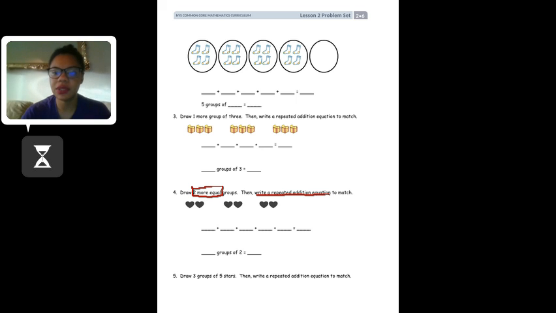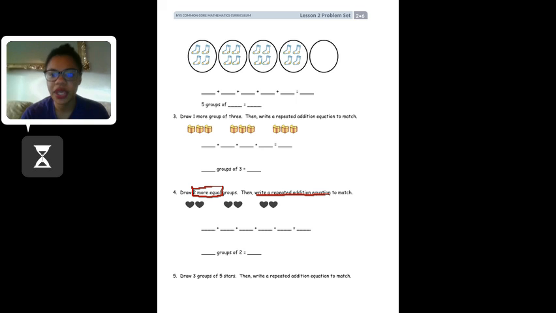Let me make sure this doesn't fade. Okay. Then we're going to write a repeated addition equation to match. Today we're going to be working on number 4 with hearts. So now let's see. We have 1, 2, 3, 4, 5, 6 hearts, and let's see, how many groups of hearts do we already have?